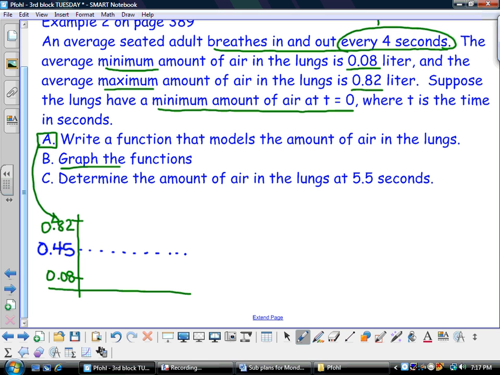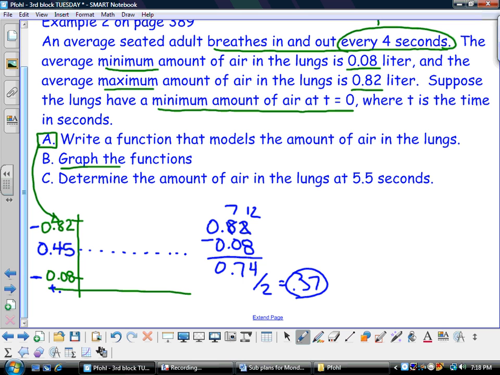Another way to get the midline would be to subtract the minimum from the maximum. Take whatever you get, divide that in 2, and then add it on to the minimum or subtract it from the top. So for example, you take 0.82 minus 0.08. Take that number, cut it in half, and add that on to the bottom. Then you'd still get your 0.45. I think it's a little bit easier just to average them. Add them together, divide by 2.